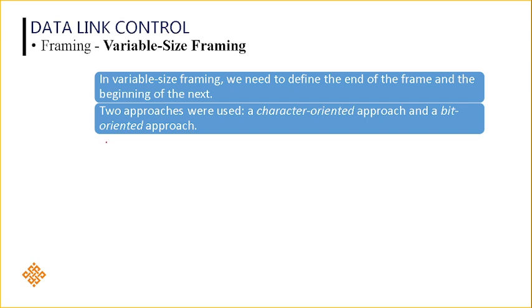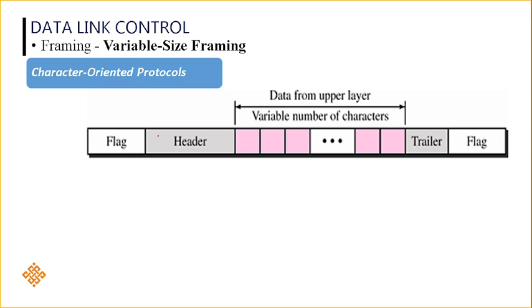In order to differentiate those variable frames, we have two approaches. One we call the character-oriented approach. The other one is the bit-oriented approach. Normally, in the character-oriented approach, we use a concept known as byte stuffing, whereas in the bit-oriented approach, we use a concept known as bit stuffing. So using those byte and bit stuffings, we can easily identify one frame from another frame. Now let us see one by one. First let us see the character-oriented approach.